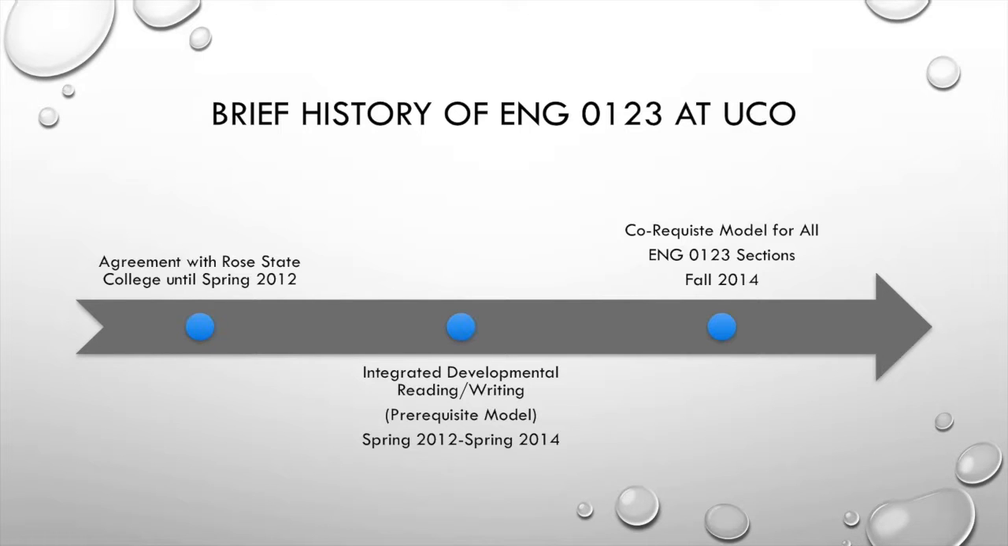However, after hearing a presentation by Peter Adams at the Conference on College Composition and Communication about the success of the co-requisite approach at the Community College of Baltimore County, I was convinced that we should try the co-requisite model at UCO. We've been offering a co-requisite combined developmental reading and writing course at UCO since the fall of 2014.